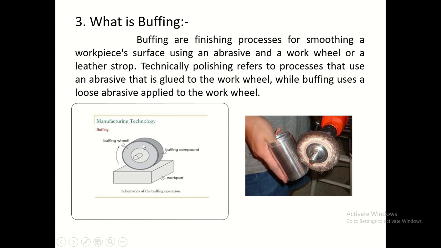Then the buffing wheel is fed against the workpiece and it removes material in a very small amount. This process removes a very small amount of material compared to other processes. This is the buffing process. This is the spindle on which the buffing wheel is mounted. This is the buffing wheel, and the buffing compound means the abrasive particles glued with the buffing wheel.